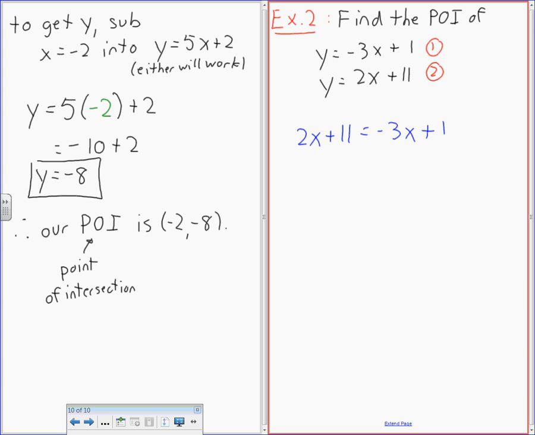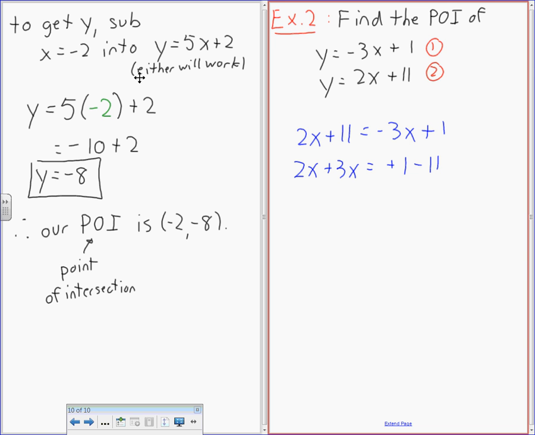All right, Jasmine, next step here, please. Good. Okay, so the negative 3x on the right is going to turn to positive 3x on the left. Is that right? And that's good, right? We're good?